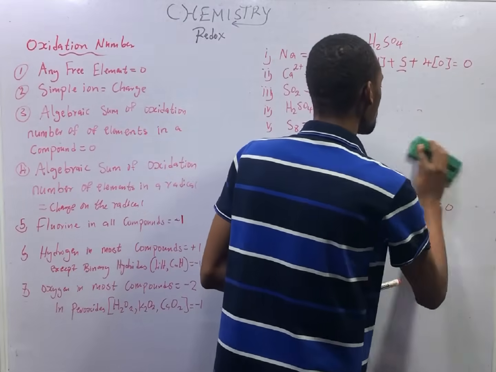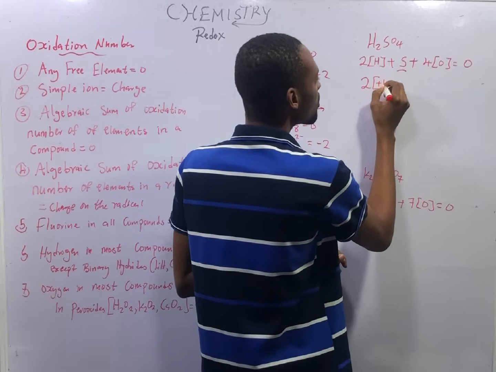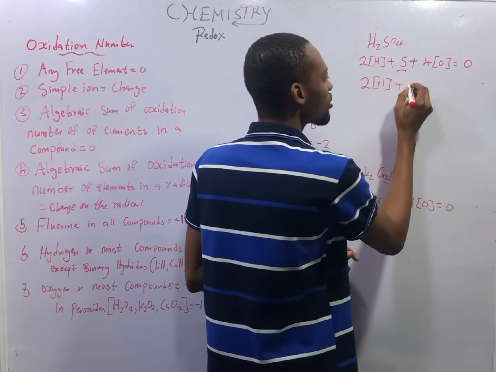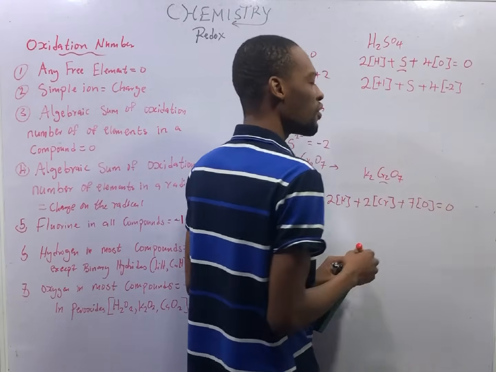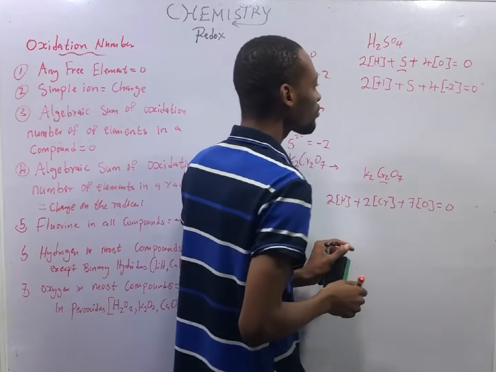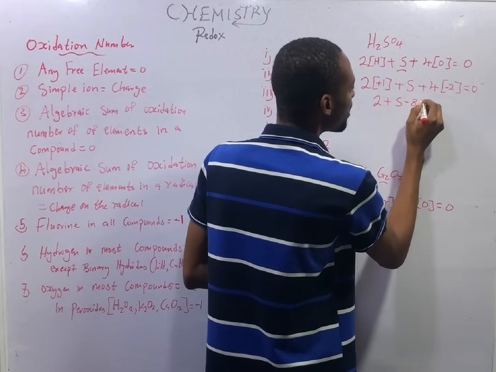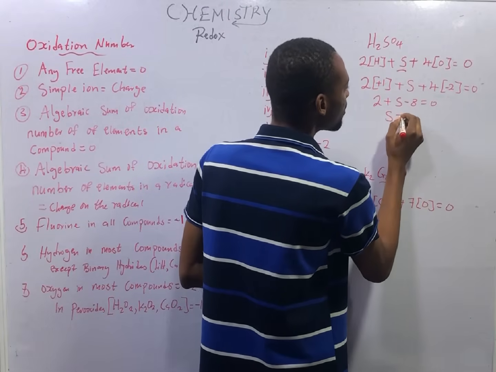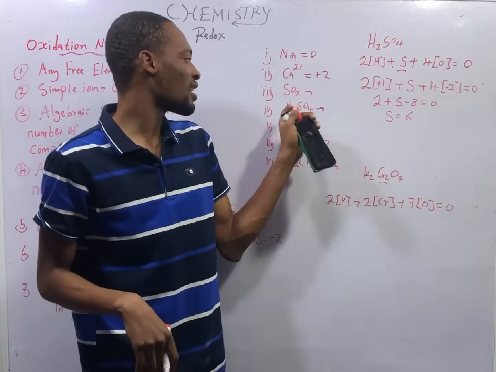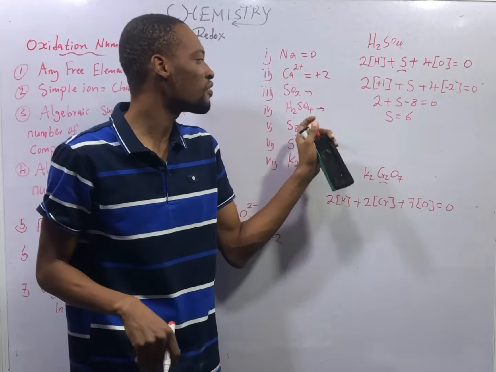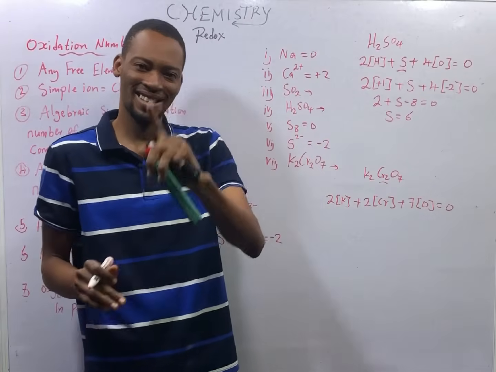Now, in H2SO4, we have 2 times +1, which is the oxidation state of hydrogen, plus S, plus 4 times -2, which is the oxidation state of oxygen, equals 0. This is 2 plus S minus 8 equals 0. S is equal to 6. This is why we refer to this as hydrogen tetraoxosulfate 6, sulfate 6, because the oxidation state of sulfur in sulfate is 6.